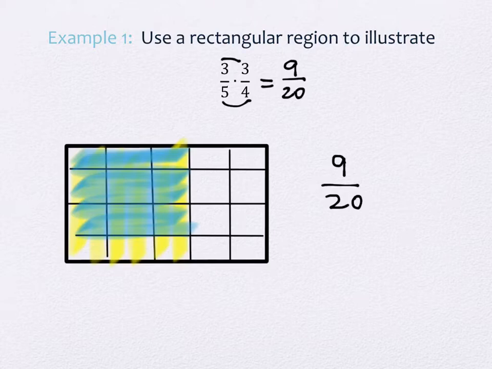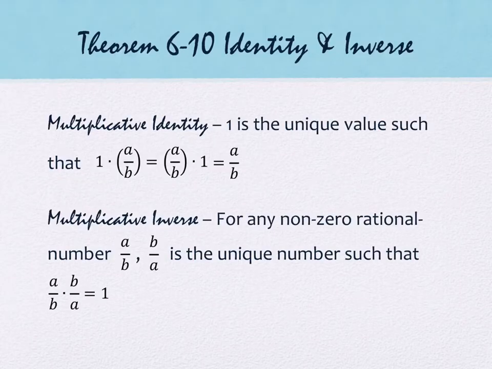Identities and inverses. The multiplicative identity, which those of you who've had number theory, we ran into the identity idea back in chapter 3, I think. 1 is the unique value. It's very special. It has this property that when you multiply with it, it doesn't change anything. So if I multiply the number 1 by a over b, or by a over b in the other order, I still end up with a over b.